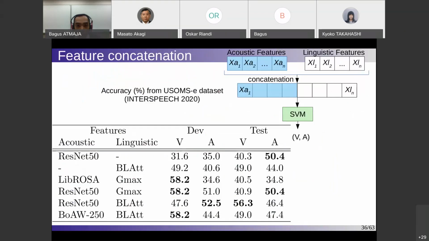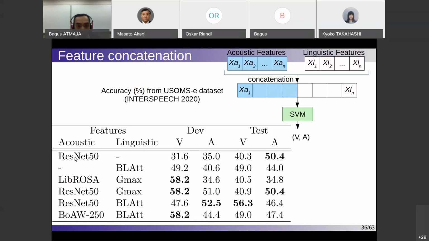And the last one in this second subgoal, or second strategy, is the concatenation of acoustic and linguistic features at the feature level. In this case, I use the USOMC dataset from Interspeech last year, with one acoustic feature set and one linguistic feature set. I concatenate them together and then input those features into an SVM directly. Then we can evaluate the difference between fusion of acoustic with the unimodal.